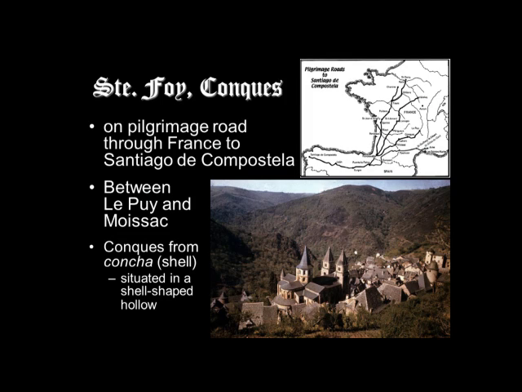It sounds a lot like our word conch for a conch shell. And so this is a little shell-shaped hollow in the landscape. And the word conque, of course, is the Latin, and the French is conch. The town of Conques is on the pilgrimage road between Le Puy and Moissac. And you see that there are, of course, the 4 pilgrimage roads going through France, going through 2 passes in the Pyrenees, and then meeting up and becoming one road in Spain leading to Santiago.